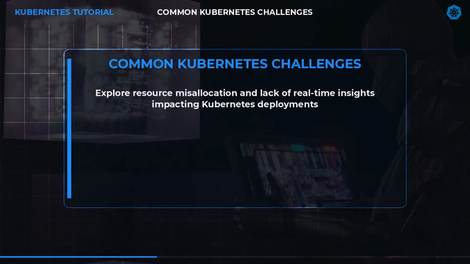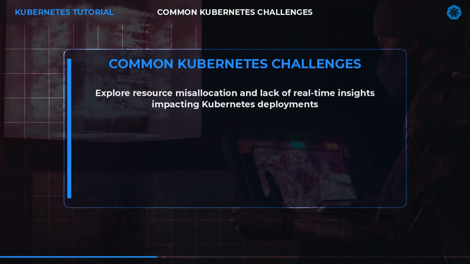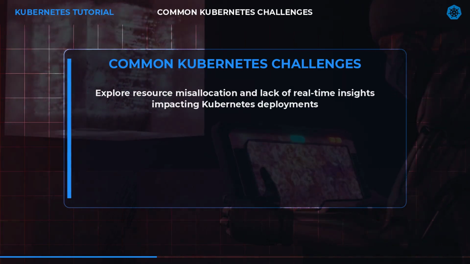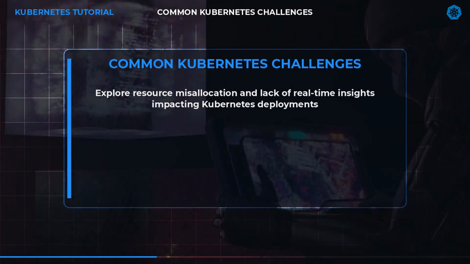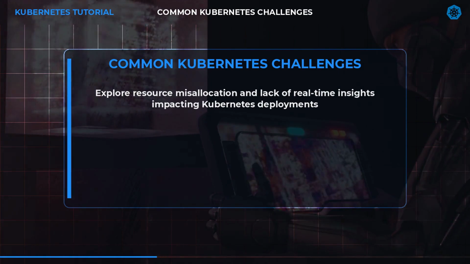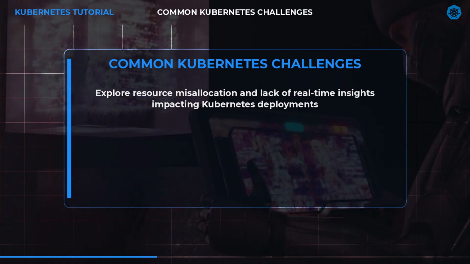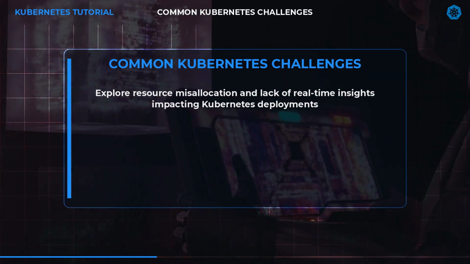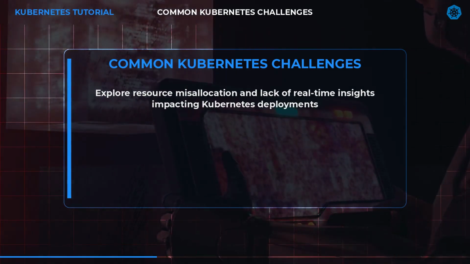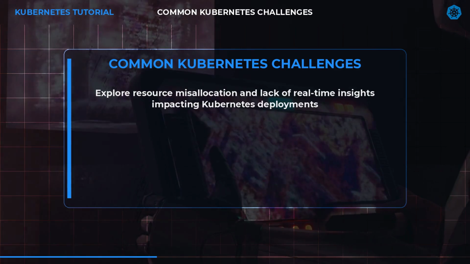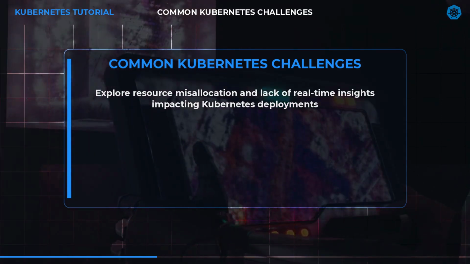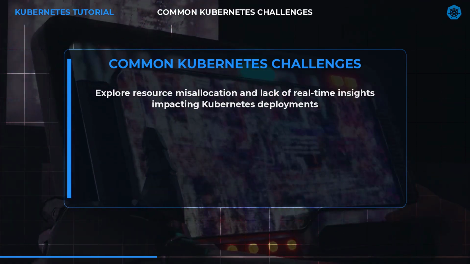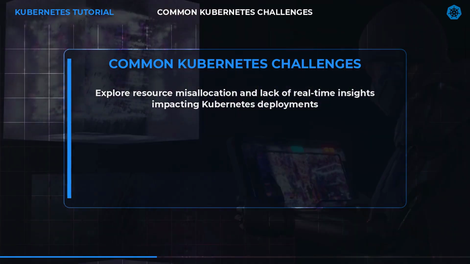Now that we understand the importance of monitoring, let's uncover some common challenges that Kubernetes environments often face. One of the most prevalent issues is resource misallocation, where CPU, memory, or other resources are inefficiently distributed among pods, leading to suboptimal performance. Another significant challenge is the absence of real-time insights, which can result in delayed responses to performance issues and prolonged downtimes. Together, these challenges can severely impact the reliability of your deployments if not addressed with effective monitoring practices.